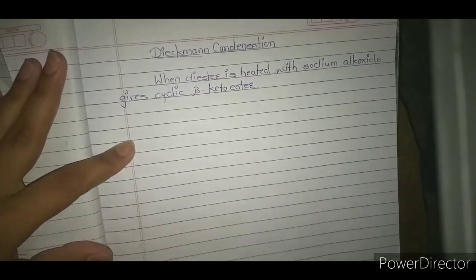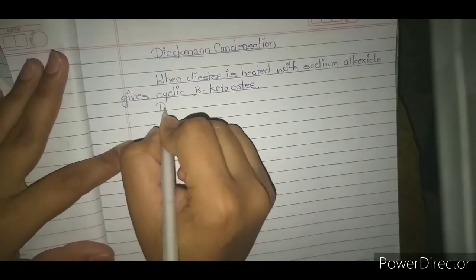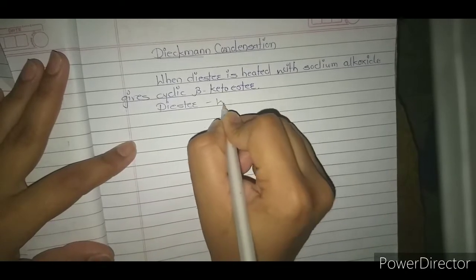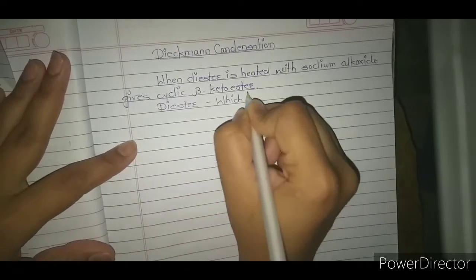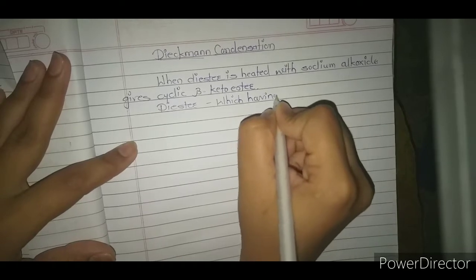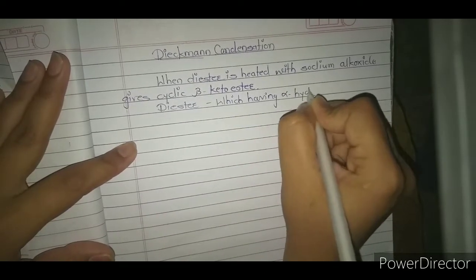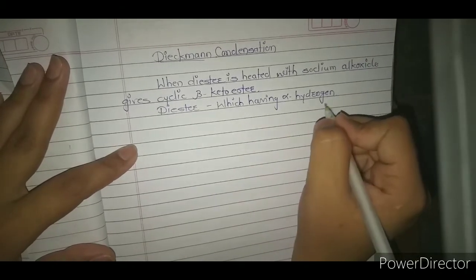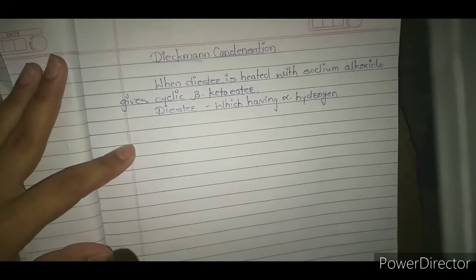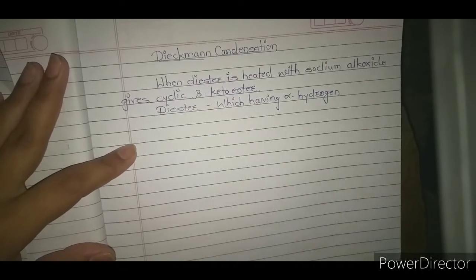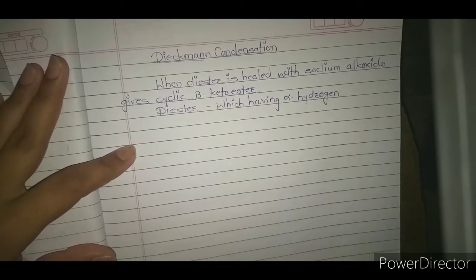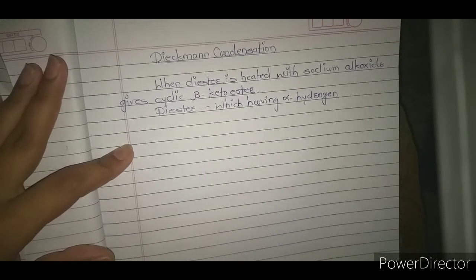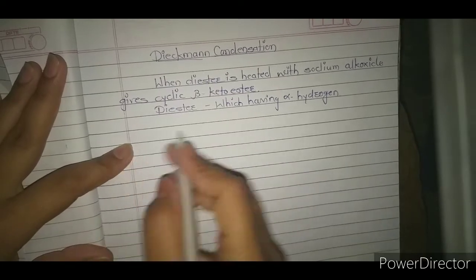But in Dieckmann condensation reaction, the diester which is having alpha hydrogen. So what is alpha hydrogen? Alpha hydrogen means the carbon which is directly attached to the functional group is your alpha carbon, and the hydrogen attached to this carbon is your alpha hydrogen.